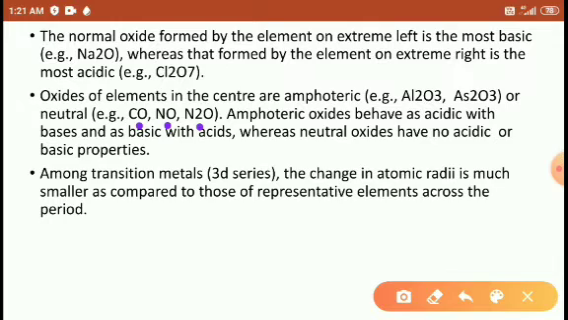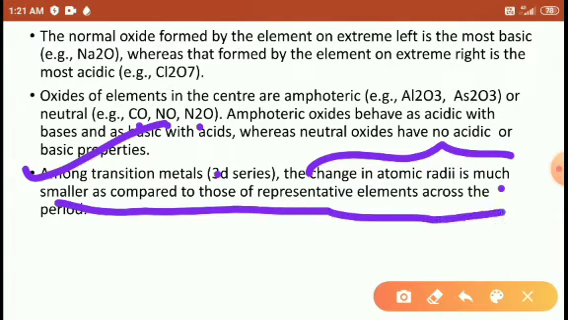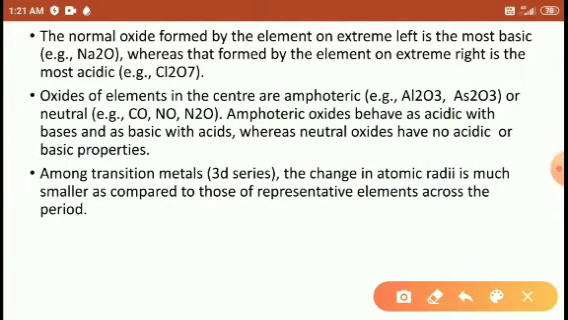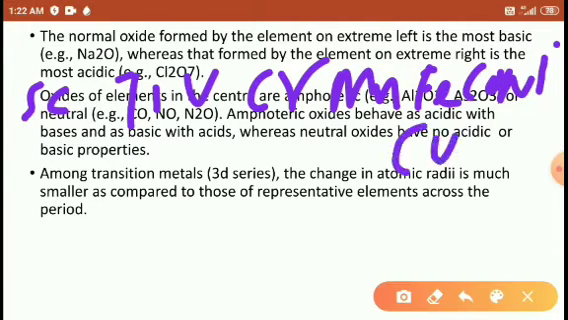Among the transition elements, in the 3d series, the atomic radii are much smaller compared to those across the period. The 3d series consists of scandium, titanium, vanadium, chromium, manganese, iron, cobalt, nickel, copper and zinc. So the atomic radii are small compared to the representative elements across the periods.